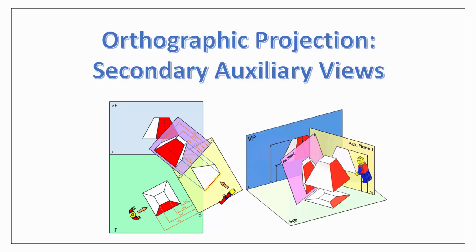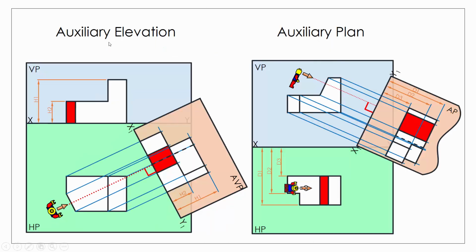So to begin, we'll just have a quick look over our auxiliary elevation and our auxiliary plan that we've seen in our previous videos. For our auxiliary elevation to start with, essentially what we're doing is we're looking at our object from a different direction and we're walking around the object to take our new auxiliary view. So if you can imagine, instead of standing here in front of the object looking straight in, giving us our front elevation, we're just walking around the object and looking at it from a new direction.